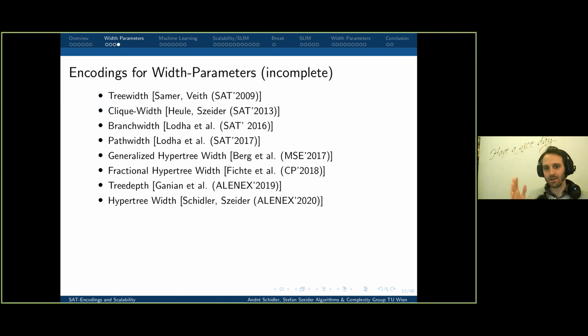Right. So there have been a lot of width parameter problems that have been solved using SAT. I will not go into detail for any of these. There has been steady research on this topic since 2009, and we had a paper last year at Alnex, and the one I talked about before. So it's an interesting topic.